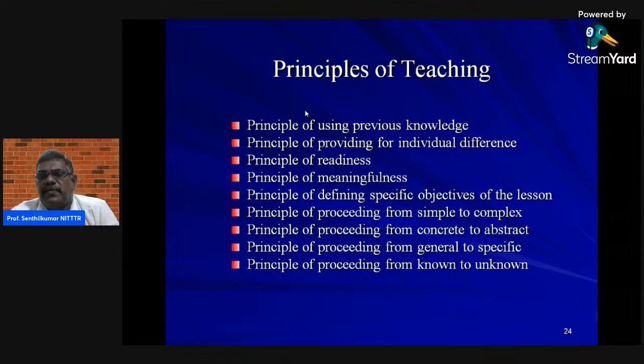Principle of proceeding from concrete to abstract. Normally in a research study, we are doing the research study. Finally, we are publishing a paper, where the content is the different types of experiments we conducted, and we have to compare the data with the previous ones, and compare with the literature survey. So finally, we have to write the abstract. Publishing the paper means first you have to write the abstract, so it is concrete to abstract.